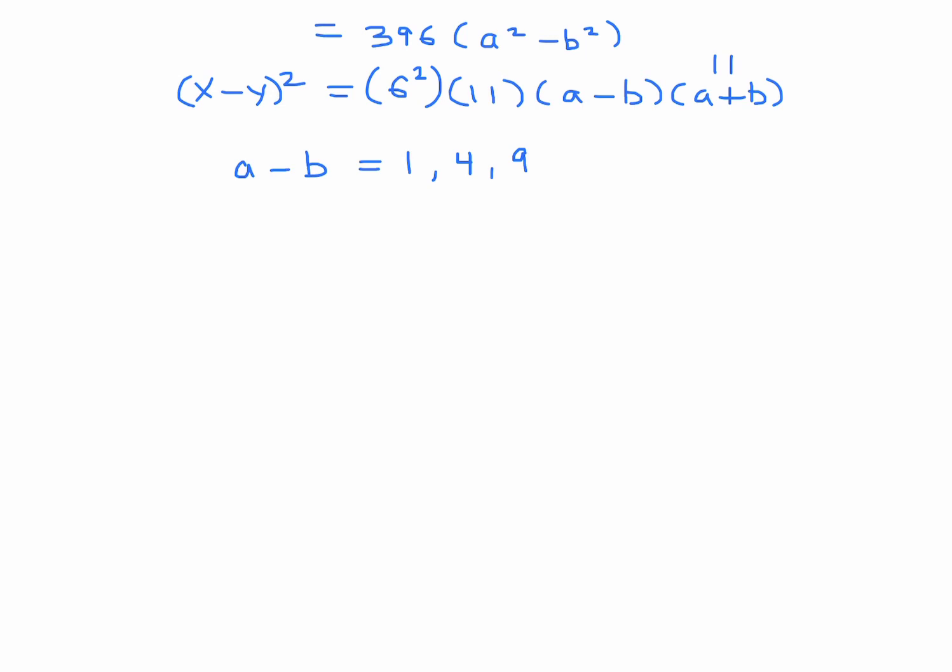So let's work with each of these. Let's first start with a minus b is 1, and then a plus b we had already set as 11 up here to match with that 11. If we add these, you get 2a is 12 and a is 6. If a is 6, that means b is 5 if you substitute it back into any of these.